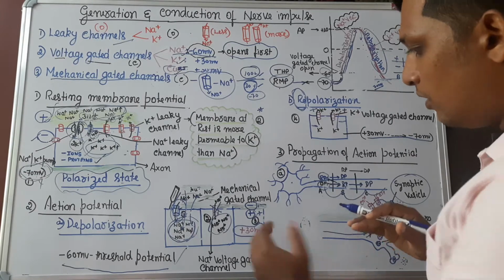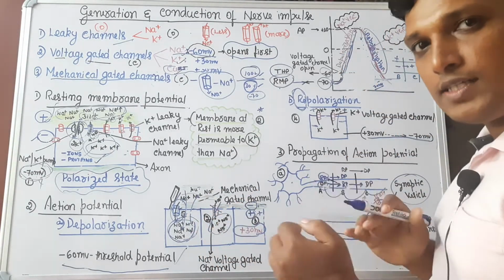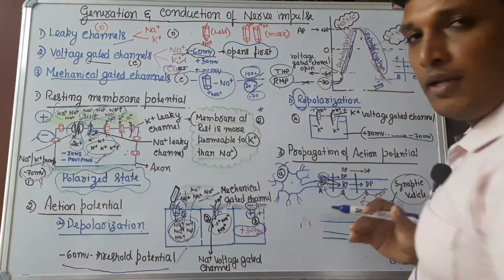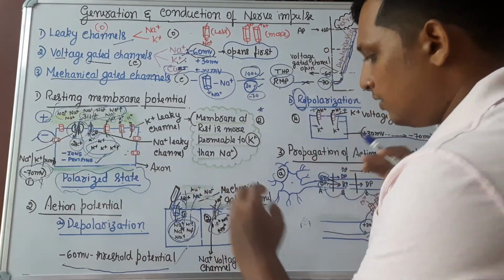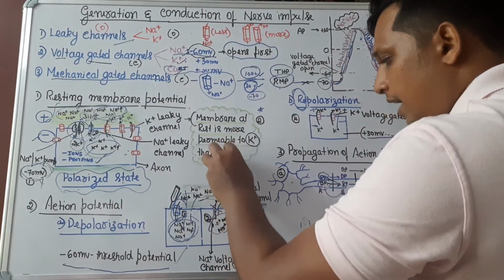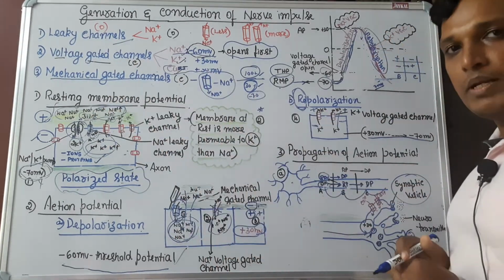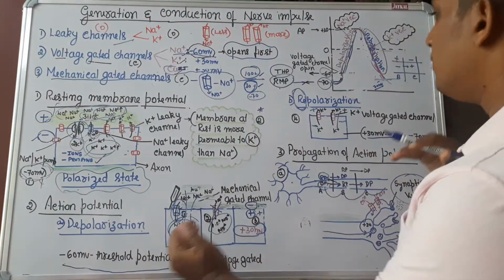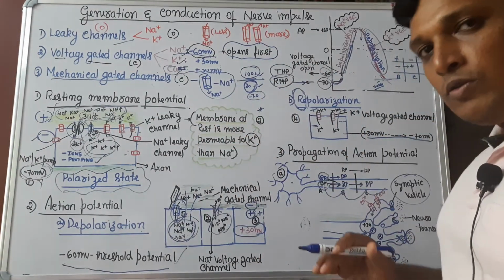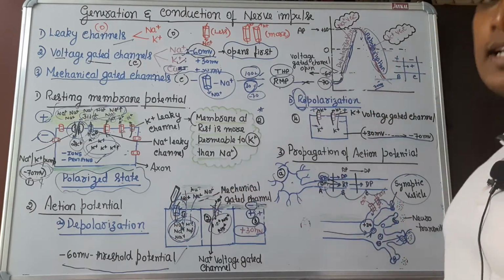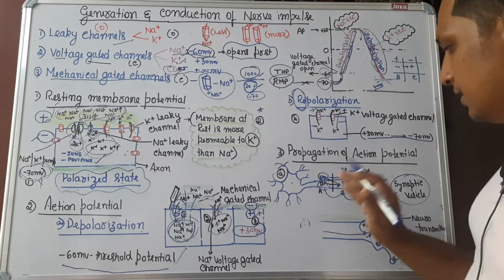What has happened now? Sodium has entered inside, potassium has gone outside. Now that concentration gradient has to be brought back to the original state. So the sodium potassium pump will start throwing 3 sodium outside and bringing 2 potassium inside, hence it will maintain the resting membrane potential. So this is about depolarization, repolarization and resting membrane potential. Now we have to understand how depolarization and repolarization lead to propagation of action potential.